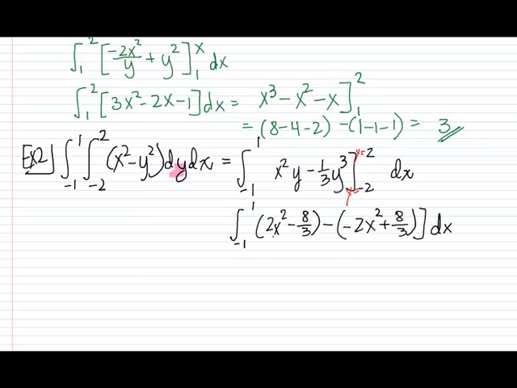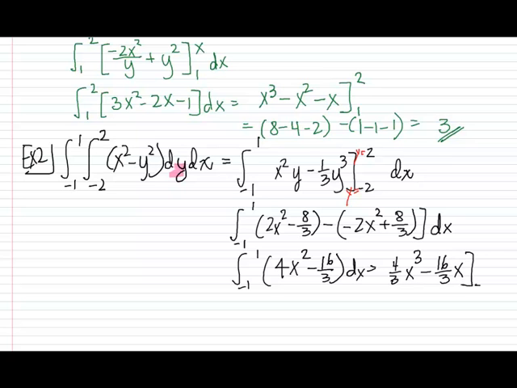So we're still not done integrating. Let's add these things up. We have 4x squared minus 16/3, which is going to be 4/3 x cubed minus 16/3 x from negative 1 to 1. And I know that you guys can all do this part easily. This answer is going to come out to be negative 8.